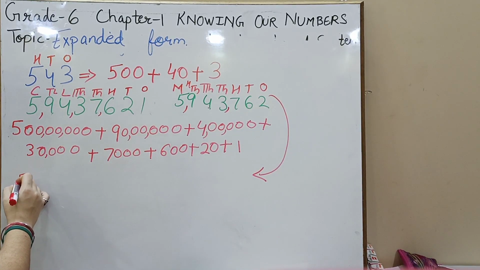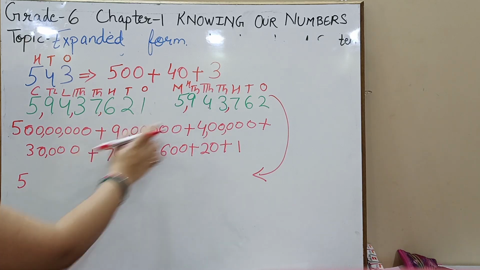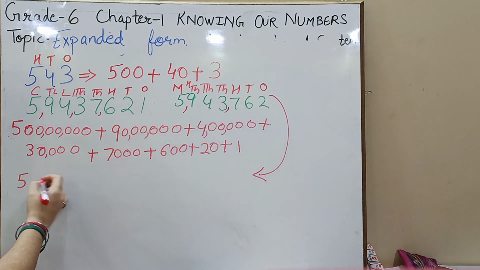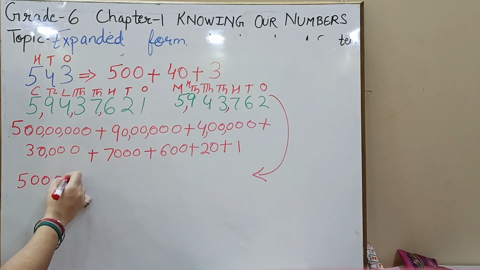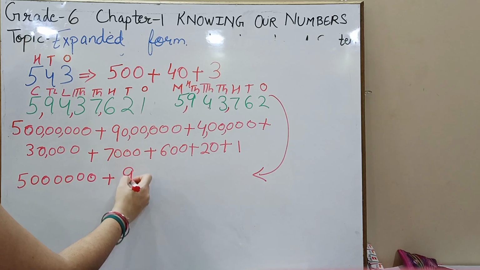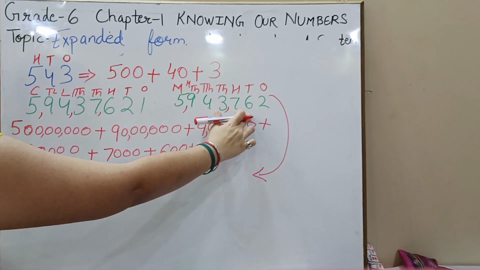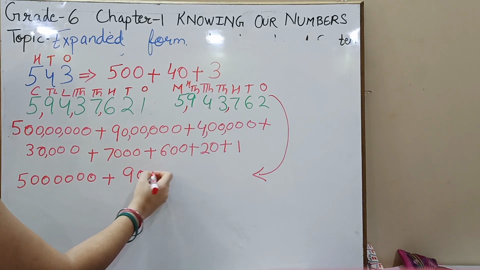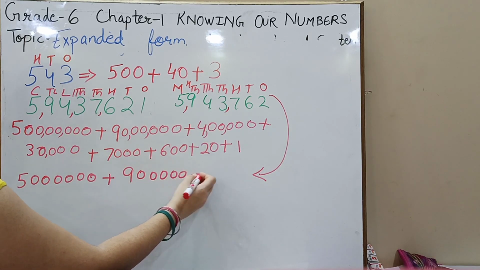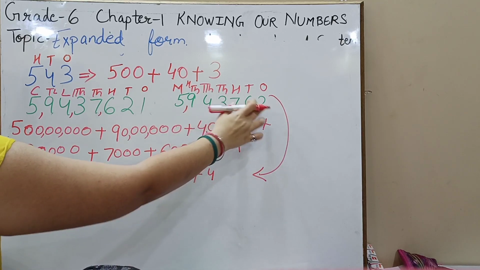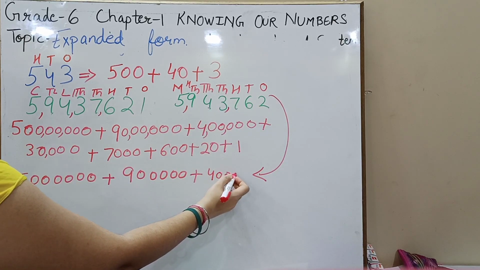So 5, the first number as it is. Count the number of zeros: 1, 2, 3, 4, 5, 6. Plus 9. The next number: 1, 2, 3, 4, 5. So 1, 2, 3, 4, 5. Plus the next number is 4: 1, 2, 3, 4.